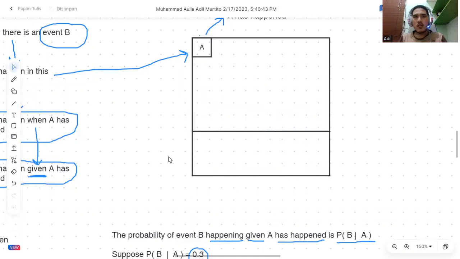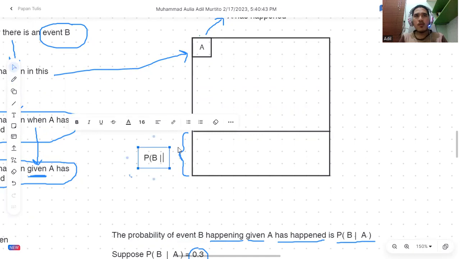And this could be represented as P(B|A).